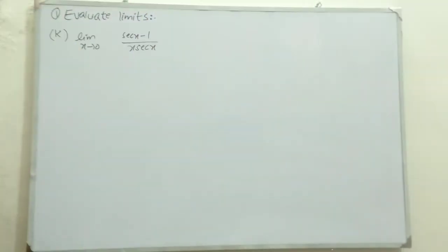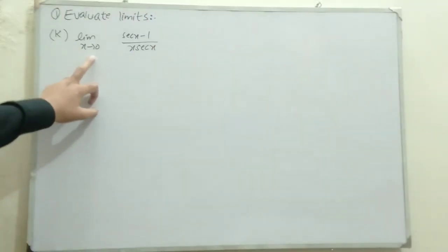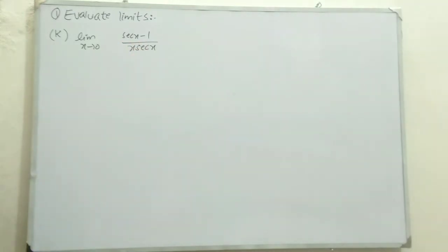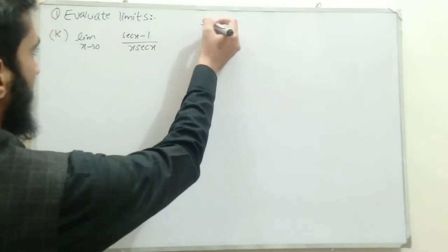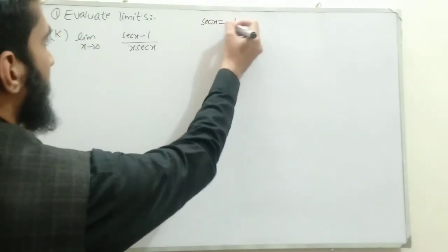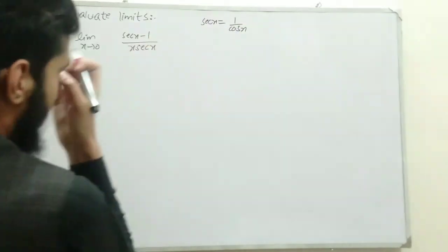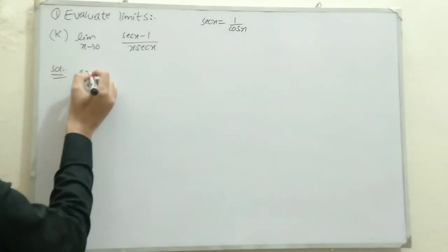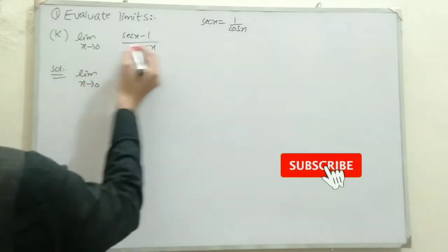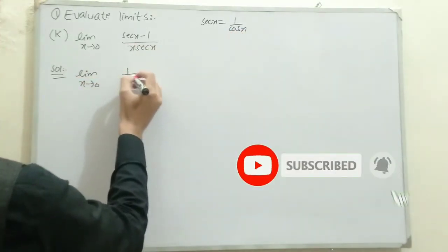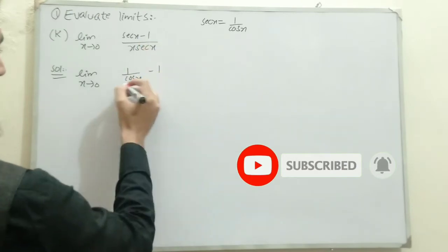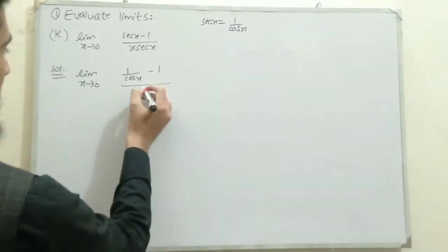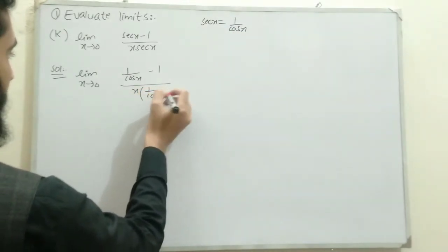Now move to problem K. It tells us to find the limit as x approaches 0 of (secant x minus 1) divided by (x times secant x). We know that secant x is the reciprocal of cos x, so the value of secant x is equal to 1 over cos x. So move towards the solution. Limit x approaches 0, secant x becomes 1 over cos x, minus 1, divided by x multiplied by secant x, which is 1 over cos x.